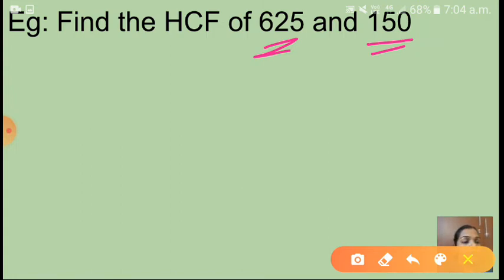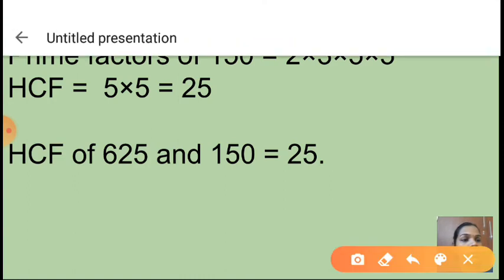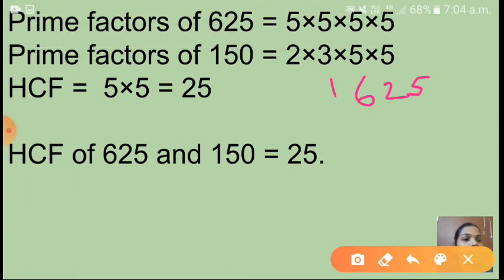Okay children, see. Prime factors of 625. 625 will come in which prime number's table, we have to see. So you know the meaning of prime number, isn't it? So here this number is what? Yes, an odd number. So it will not come in 2's table as a multiple, isn't it children? So 625 will come in 5's table. 3's table also you have to check. Here in 3's table, this 625 will not come.